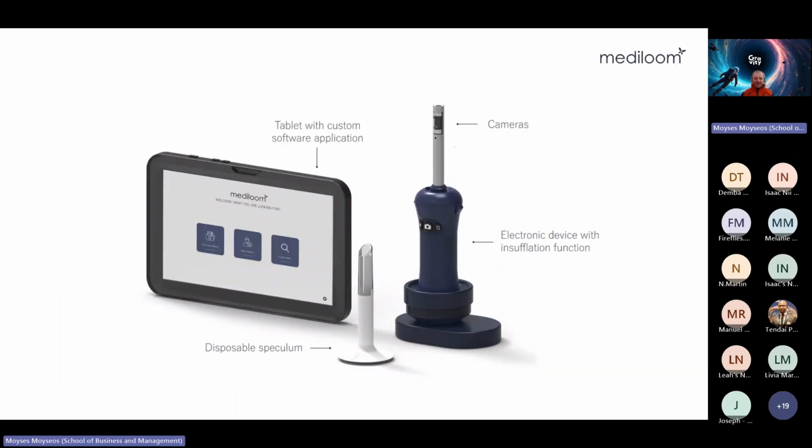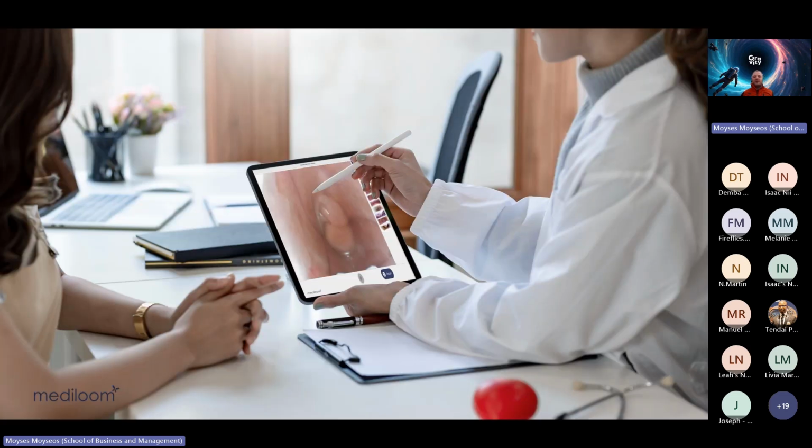The final one is a medical device for anoscopy, also made in Cyprus. Again, a medical diagnostic device. You can conduct various anoscope tests.